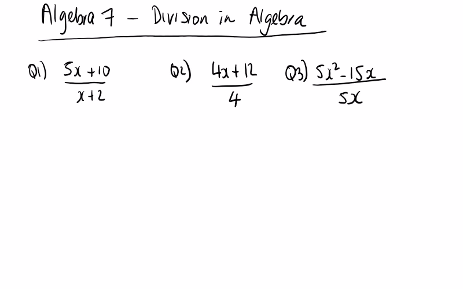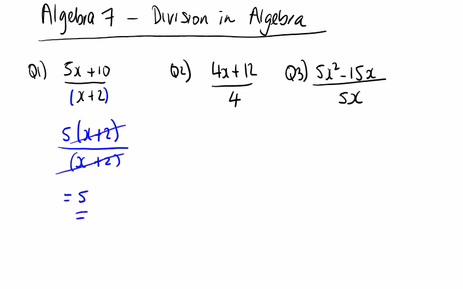We can see there's an x minus 2 on the bottom, so we're going to need an x minus 2 on top. When you factorize 5x plus 10, you're going to get 5 by x minus 2. The x minus 2 stays on the bottom. Again, we can divide both by x minus 2 and the answer will be 5. Nice and easy.